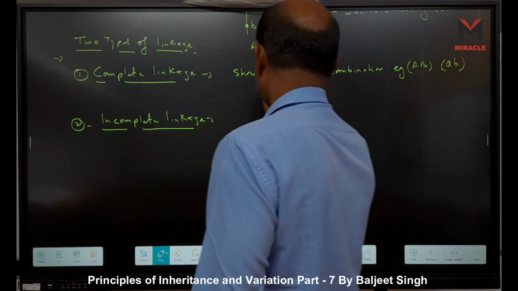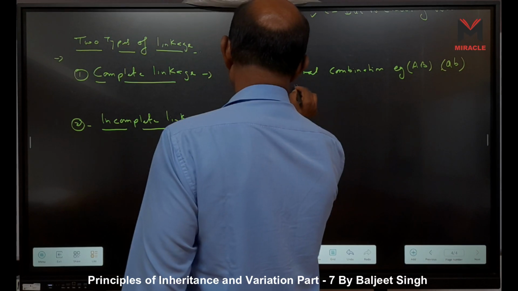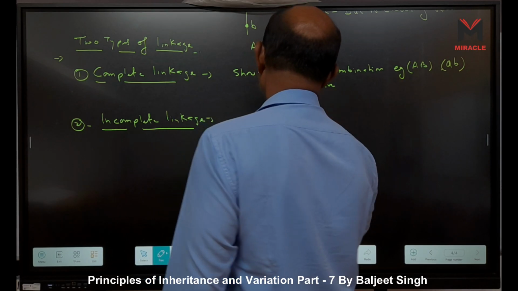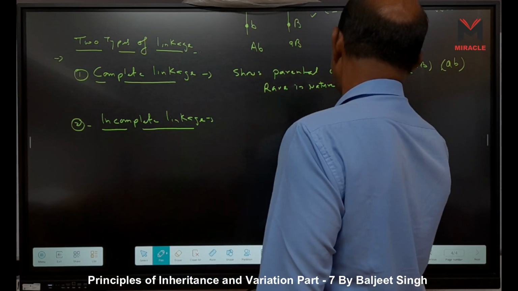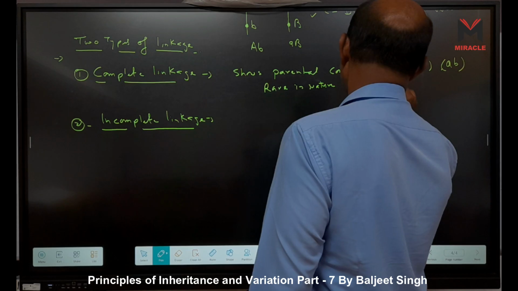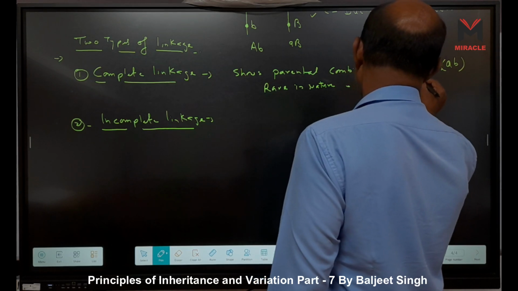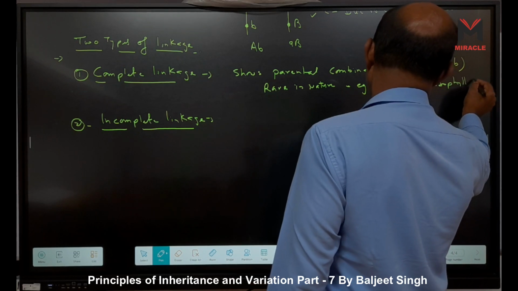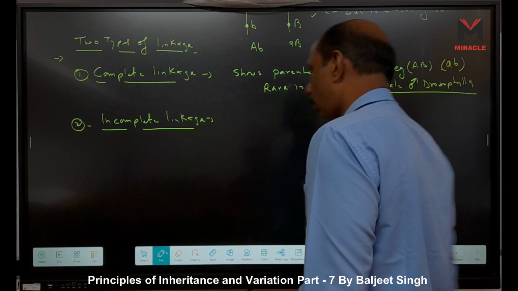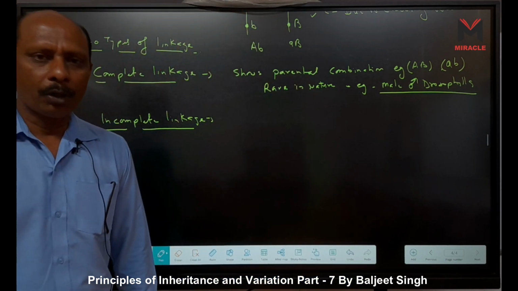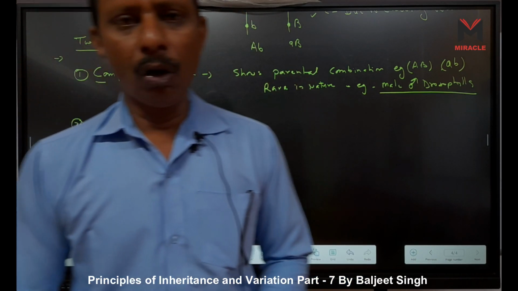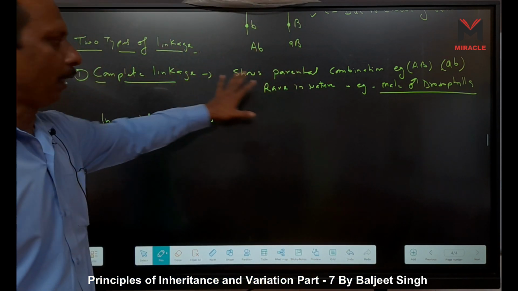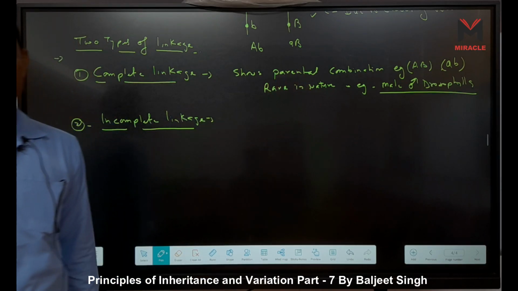So they are rare in nature. As for example, male Drosophila. In case of male Drosophila, crossing over does not happen, right? That's why this is the example of complete linkage. Only parental combination is present, right?